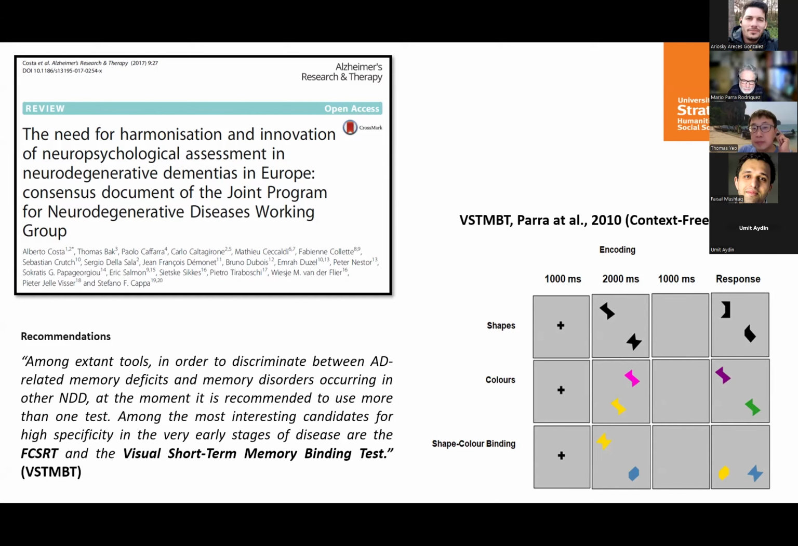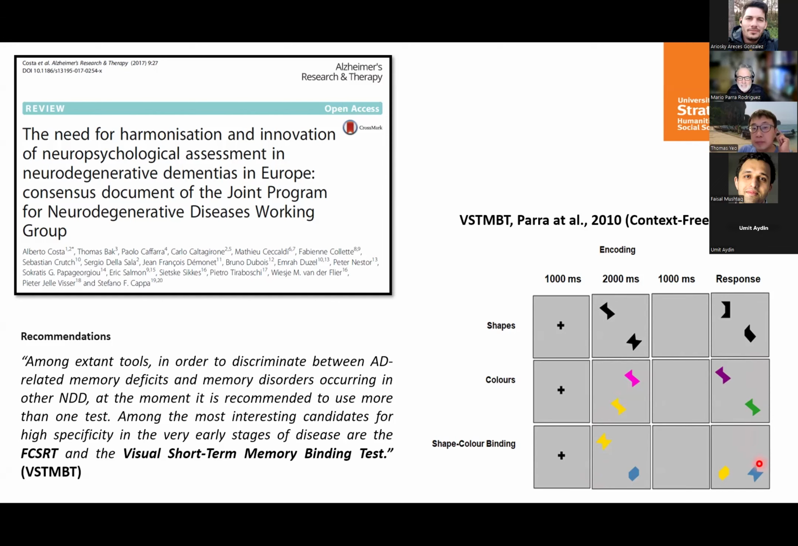This memory binding task, which was recommended by the Joint Program for Neurodegenerative Diseases in Europe, is a simple short-term memory task that assesses the ability to remember over a short period of time shapes, colors, or combinations of shape and color. So we ask people to remember shape and then to decide if the shapes that follow are the same or different, remember color, and then decide if the color is the same or different, and remember shape and color together, in combination, and then decide if the combinations are different.